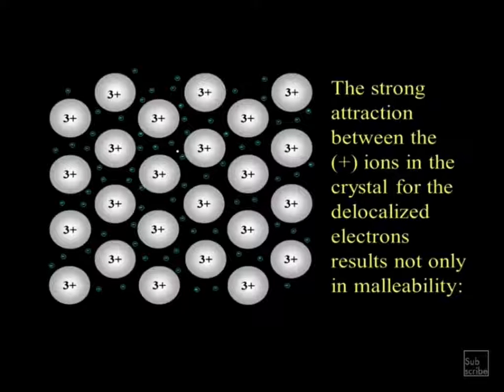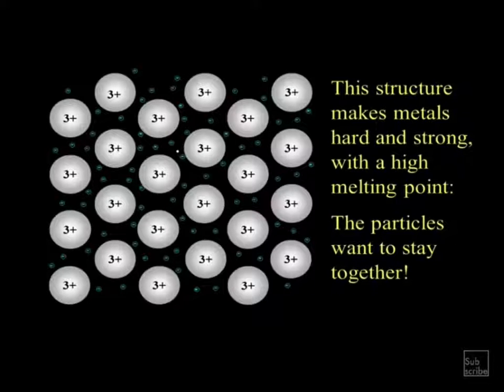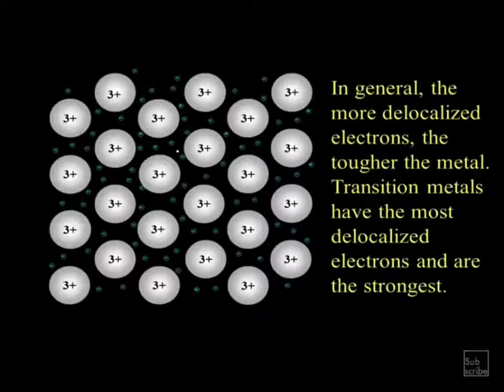So why would this very strong attraction result in other properties? How about their strength and high melting point? Well, the atoms want to stay together. They're very attracted to the sea of electrons. And so, therefore, the higher the amount of valence electrons given to the sea of electrons, the tougher the metal, the harder it is, and the higher the melting point. Transition metals in particular, like titanium and molybdenum, each of which contribute a large amount of valence electrons to the sea, they are very tough metals, very strong, very high melting points.